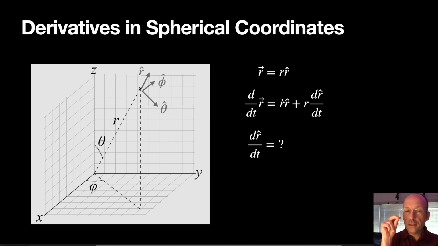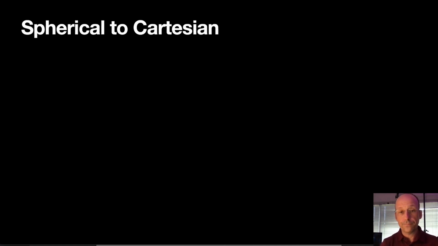And so I think the important thing here is the problem is that these unit vector derivatives are not zero with respect to time, and we have to figure out what they are. So the easiest way to do this is to switch back to Cartesian coordinates, because in Cartesian coordinates, I know the derivatives of the unit vectors are zero.